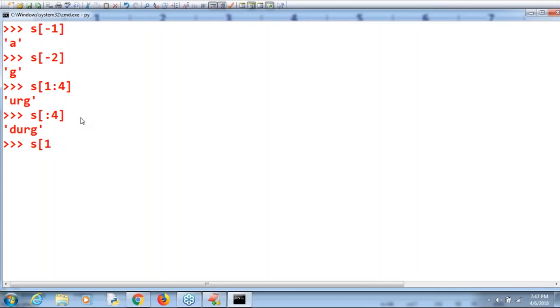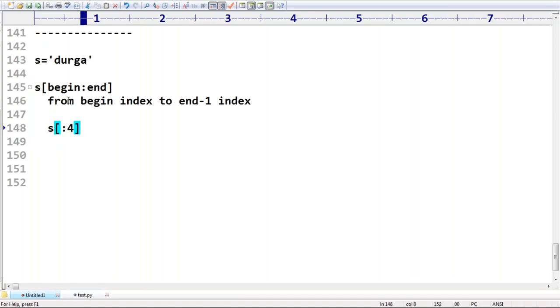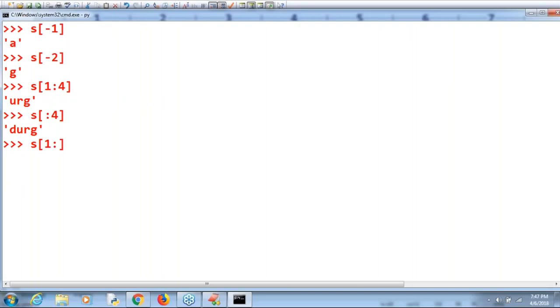Sir, suppose I'm taking 1 like this. Can you please tell what the meaning of this one is? I'm not specifying end. If you are not specifying the end of the string, sir, then it goes from index 1 to the end of the string. What is the answer? URGA. Are you getting URGA?